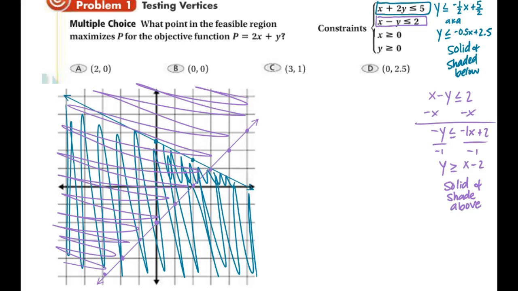For the third inequality, it is just x is greater than or equal to 0, which means it's a vertical line going through the origin, and all values that are greater than or equal to 0 are solutions. And for the last inequality, it is y is greater than or equal to 0, which means it's a horizontal line starting at the x-axis and going above. So now I'll show you the overlap.